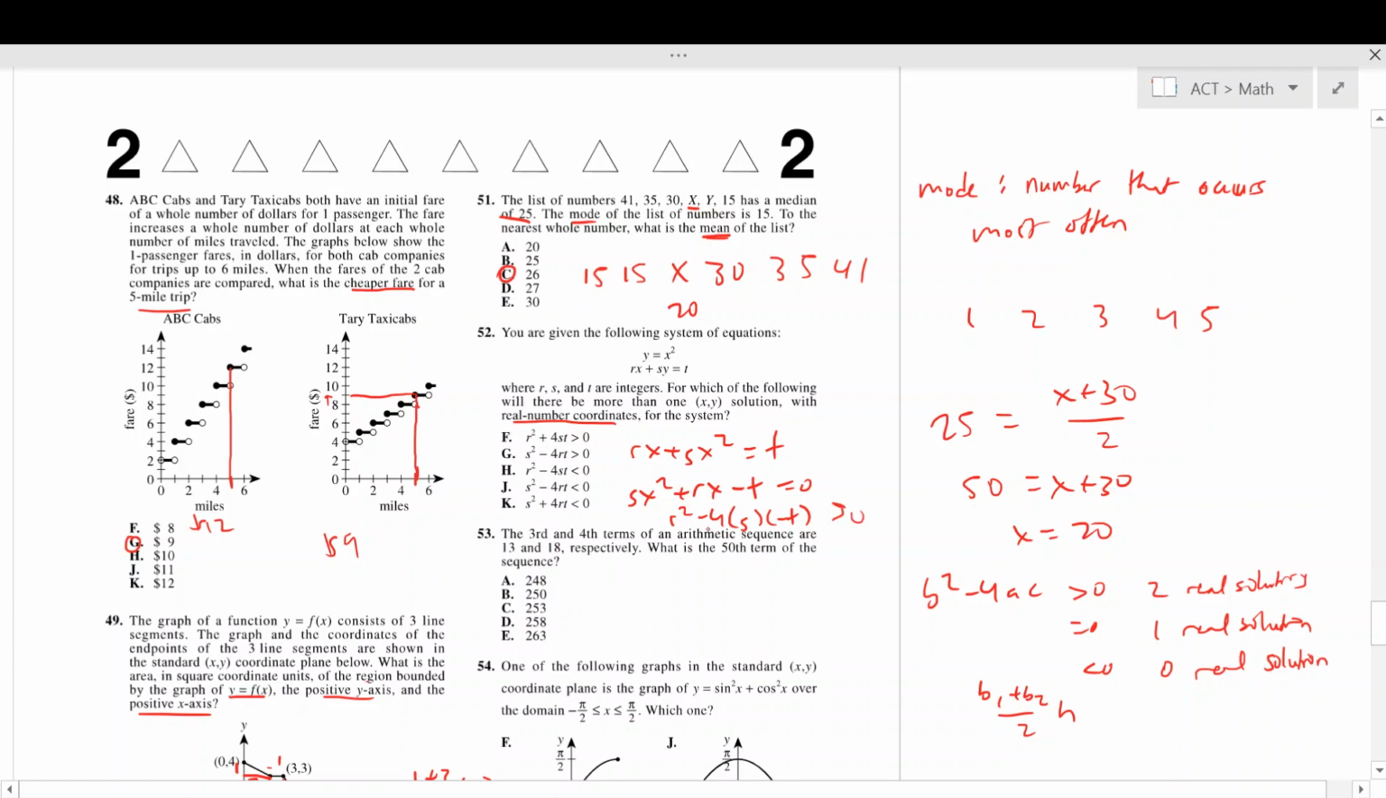And actually, there's two minuses in here, so it actually becomes a positive. So r squared plus 4st must be greater than 0.